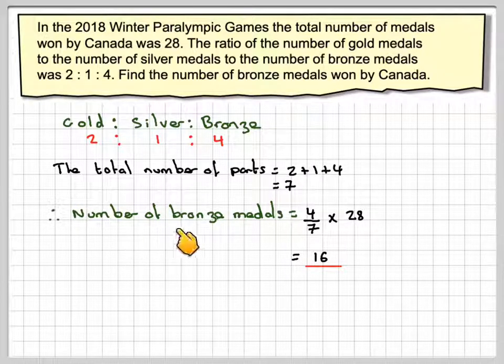Okay, so just repeat that. The number of bronze medals is going to be 4/7 times 28, which is going to be 16 bronze medals.